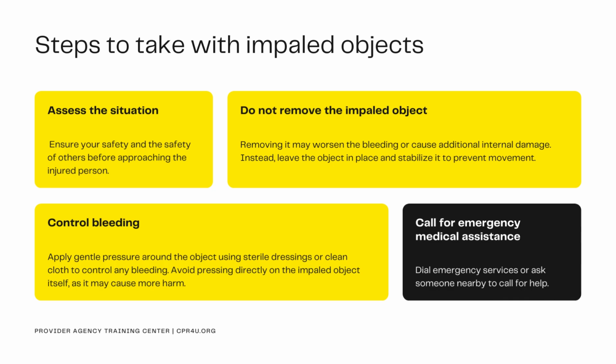Now that the object is stable, apply gentle pressure around the object using sterile dressings or clean cloth to control any bleeding. Avoid pressing directly on the impaled object itself, as it may cause more harm. If necessary, apply additional dressings around the object, gradually building up pressure to control the bleeding.